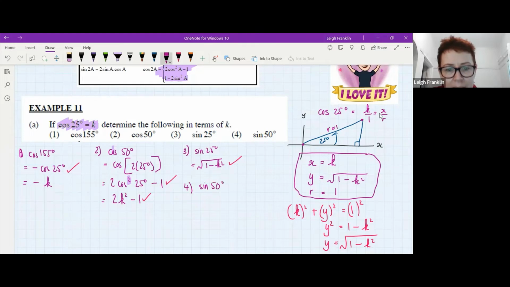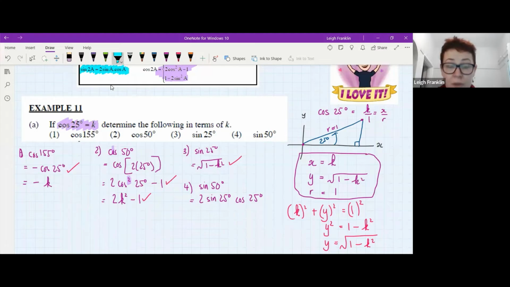We have to expand it. So they would expect us to do this. I'm taking a shortcut here. 2 sine 25 cos 25. Does everybody know where that comes from? Okay, so up here, I'm using my cosine double angle identity. I'm just highlighting it in turquoise at the top of the screen.